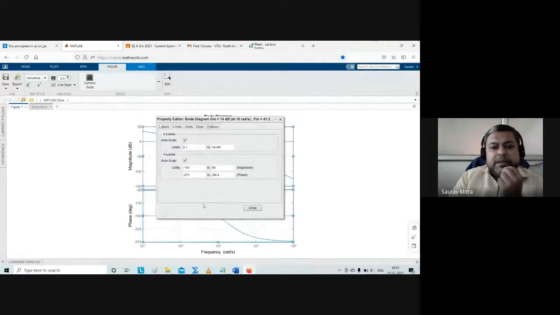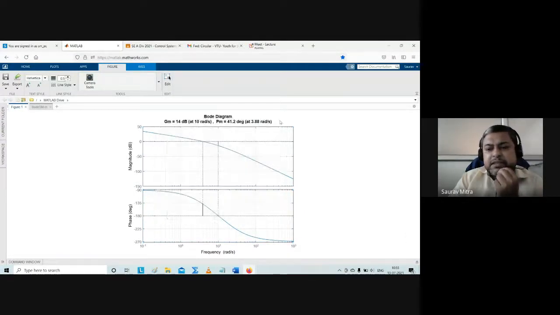So it will come, you just check, it will come. Whatever phase margin is given, you just add it with minus 180, and you will be getting minus 138.8. That is the 4th point: omega GC, phase at omega GC and PM.